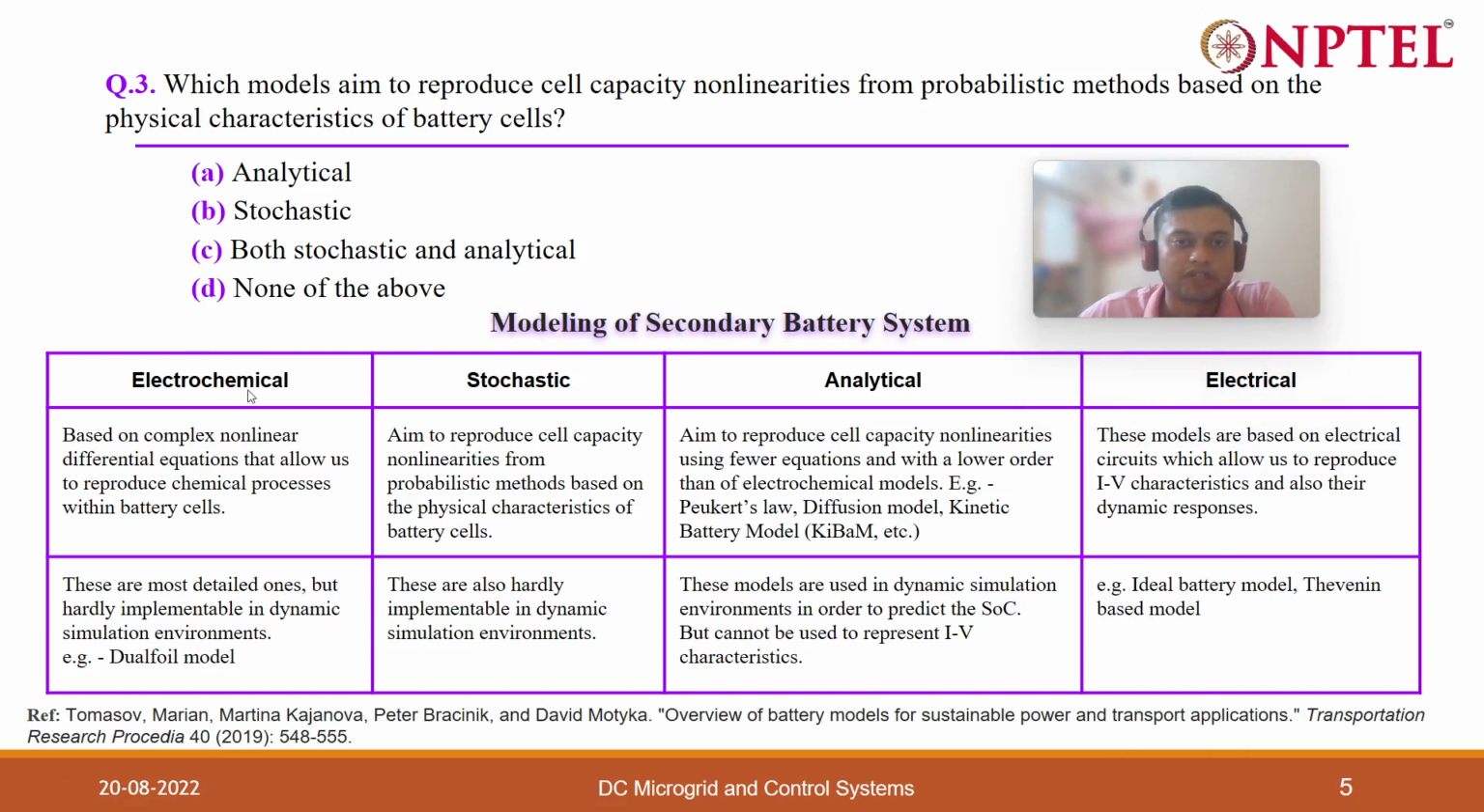So if we see the important models of secondary battery systems, the first one, the most important and basic one, is electrochemical modeling. It is based on complex nonlinear differential equations that allow reproducing the chemical processes within battery cells. These are the most detailed ones, but hardly implementable in dynamic simulation environments. An example of electrochemical models is the dual foil model, and there are some other models also.